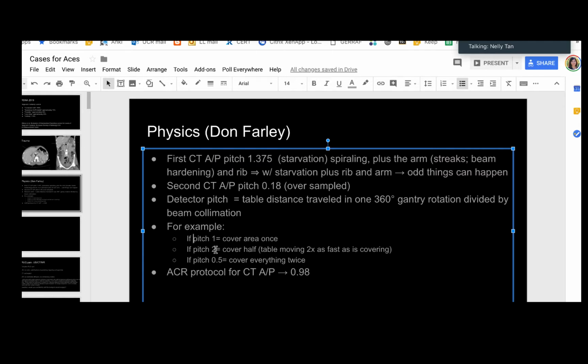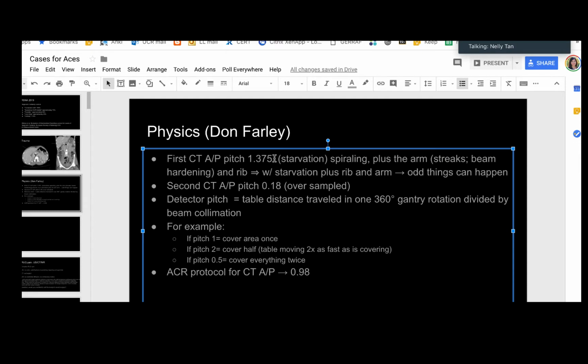If the pitch is 2, then the gantry is rotating faster than the beam, and so you only cover half of the body, and so you get only half of the photons. So you get photon starvation. In contrast, if the pitch is 0.5, then each of the body parts is covered twice. So you get improved SNR, but you double the radiation exposure. So for the abdomen pelvis protocol, the pitch should be 1. So all the body parts should be covered once by the beam.